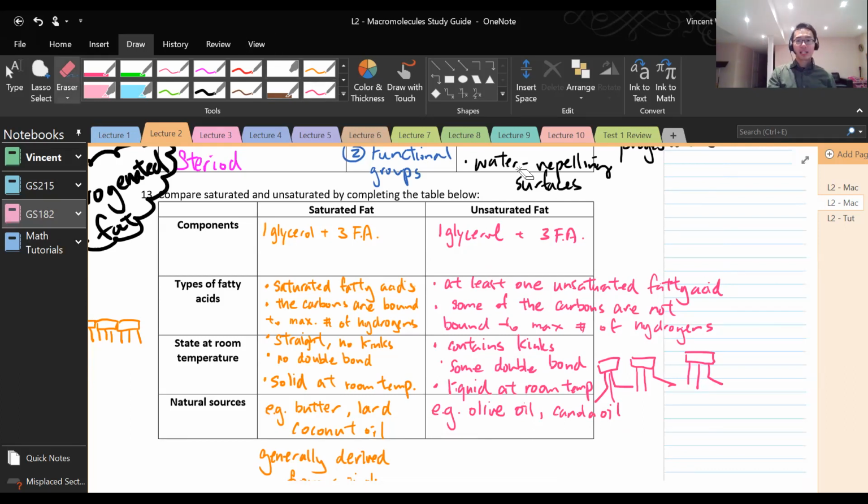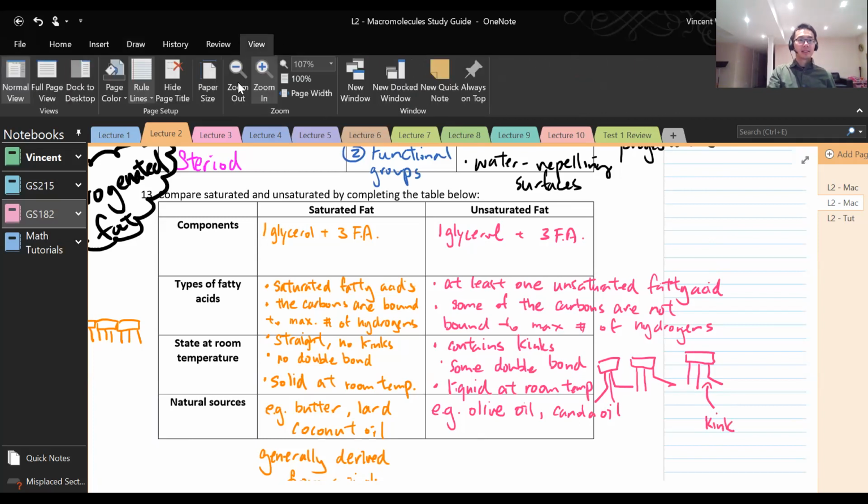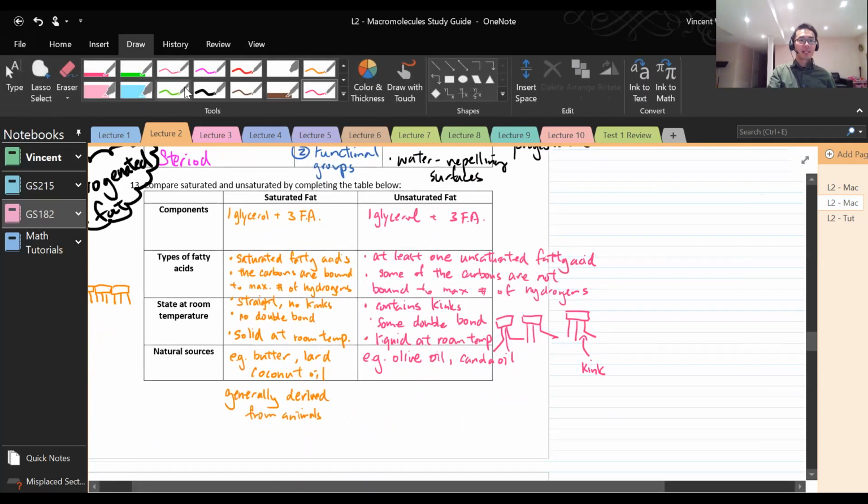What does it mean to have a kink? Yeah, so this is the kink, right? A kink means like a bend, K-I-N-K. So basically, for those of you who want to know a little bit more, if you have just single bonds, the fatty acid looks straight. If you have a double bond, it will cause it to bend.